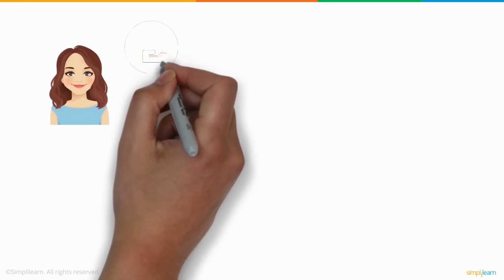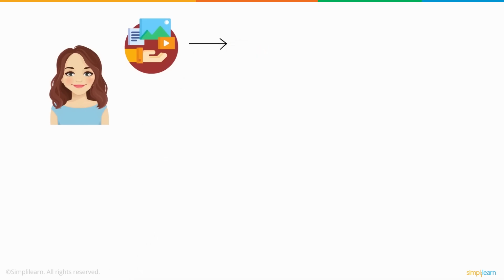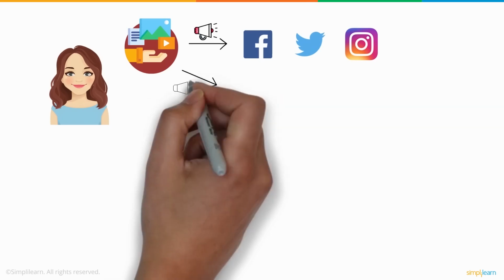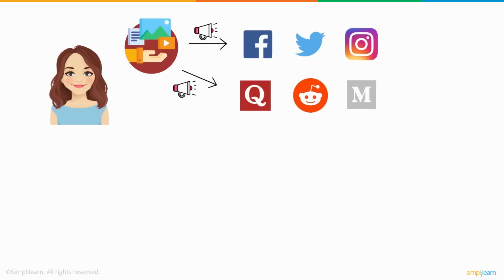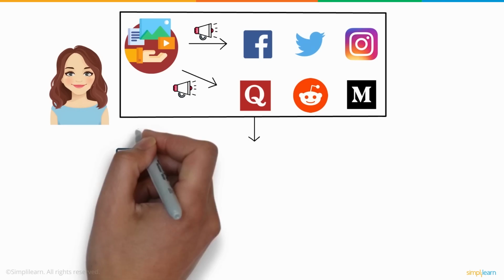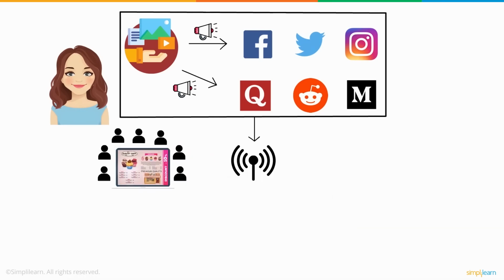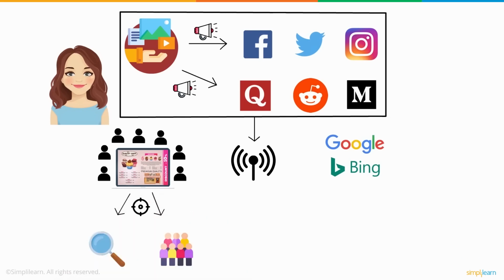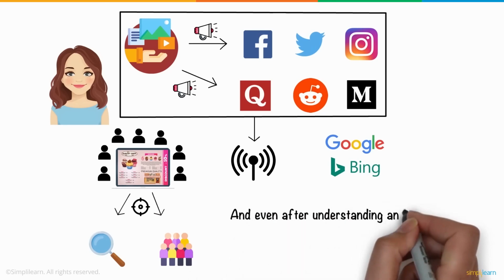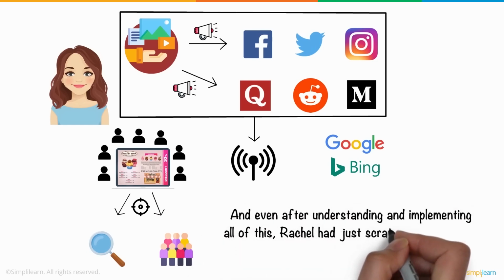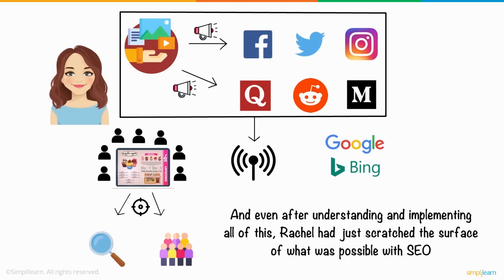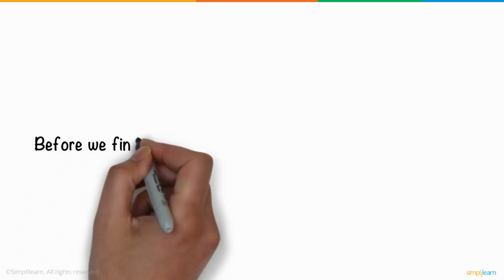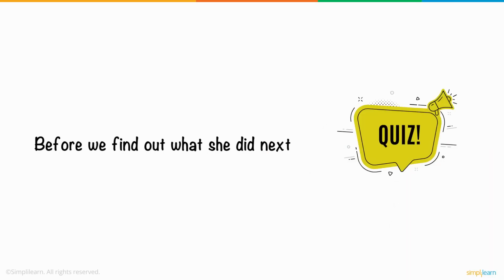Rachel also understood that for her content to reach people, she would have to promote it on social media platforms like Facebook, Twitter, and Instagram, as well as niche platforms like Quora, Reddit, and Medium. These could help her achieve greater reach for her website by sending stronger social signals to search engines, leading to the page being shown as highly relevant for related searches and audiences. And even after understanding and implementing all of this, Rachel had just scratched the surface of what was possible with SEO. Before we find out what she did next, let's have a look at a quiz.